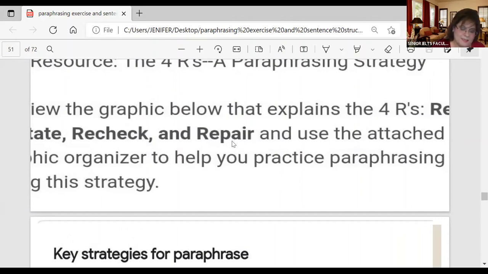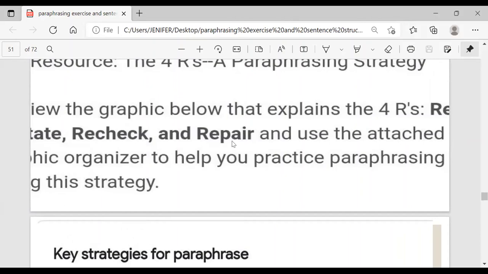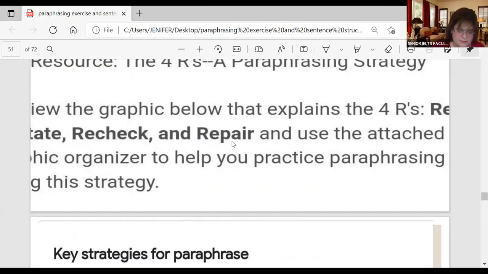Come on, guys. कोई नहीं बोलेगा. फोर आर में एक आर कट गया है तो किसे पता है क्या 4 R है. Resources. Doctor, yes, sir. Okay. Read, restate, recheck, and repair. Theek hai? Yes, ma'am. Okay.